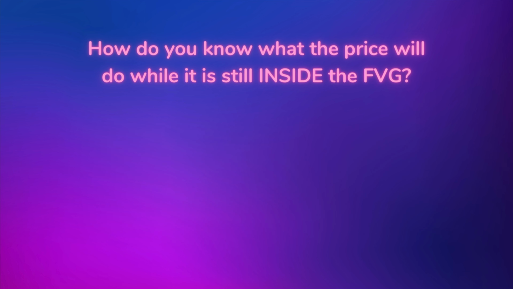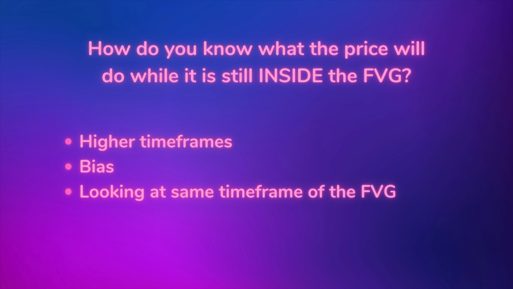Well, there are specific things that we can look for, such as, for example, higher time frames. What are higher time frames telling us? What is our bias for that day, for that specific price movement? If we look at the same time frame of the fair value gaps, very often we're going to see specific indications. And also, the higher the time frame of the fair value gap, usually the stronger that fair value gap is as a price attractor.